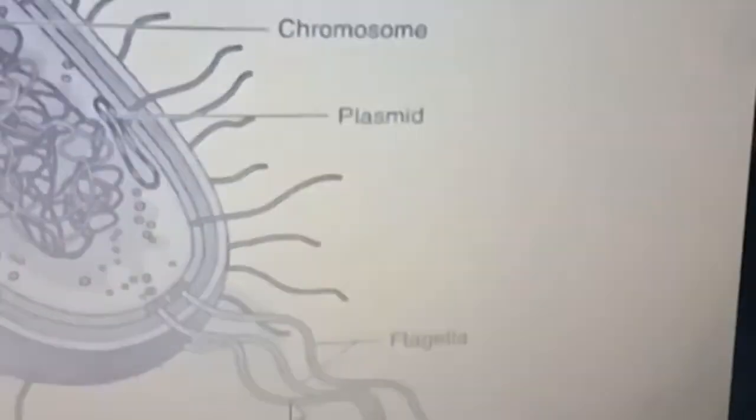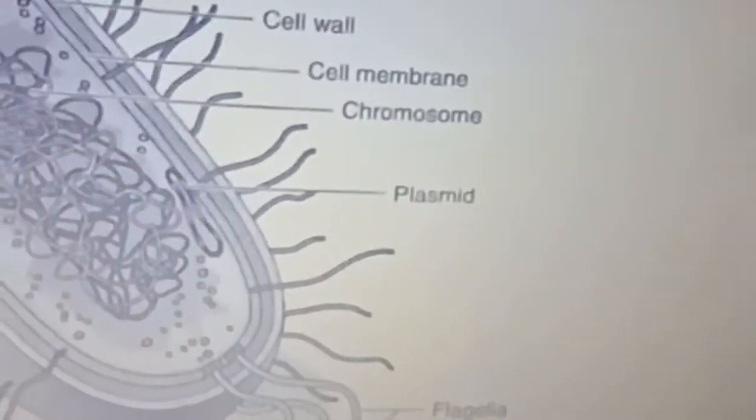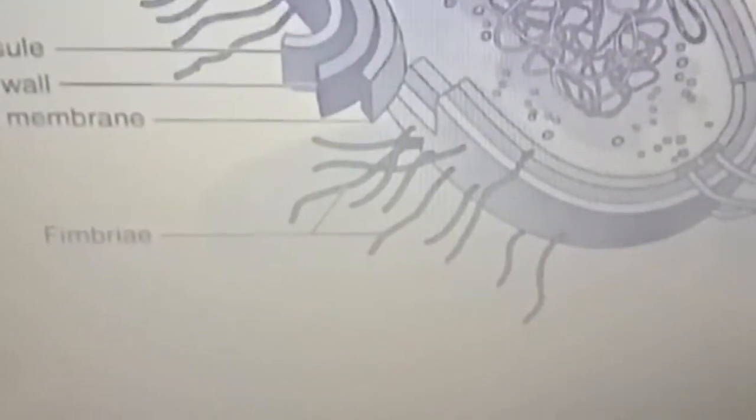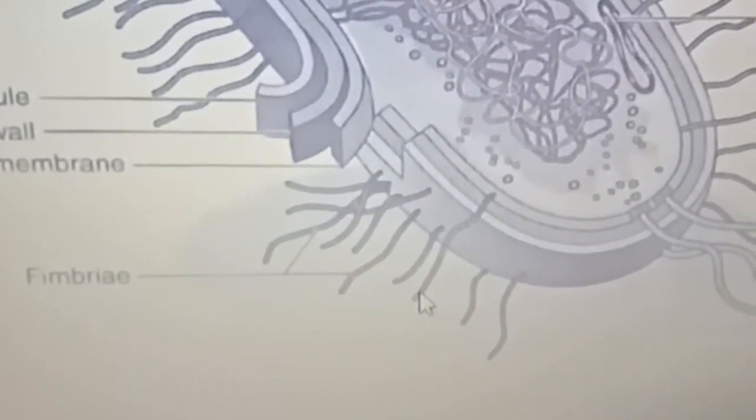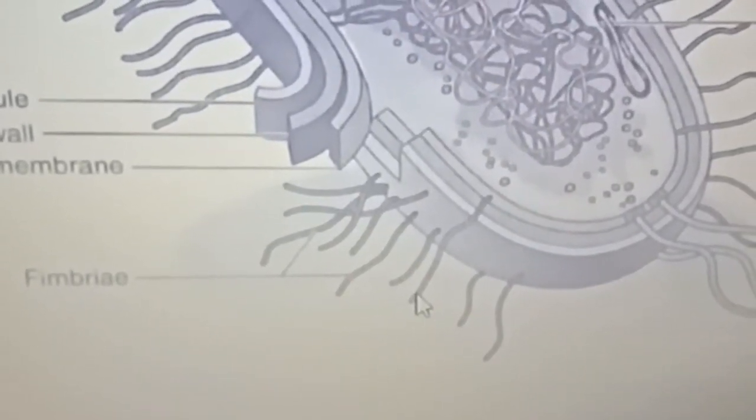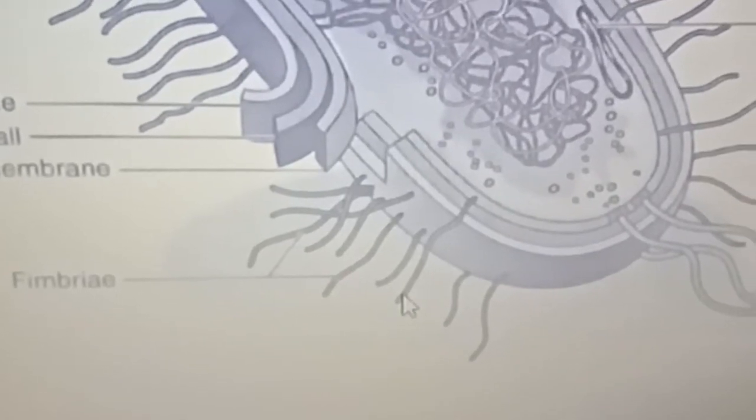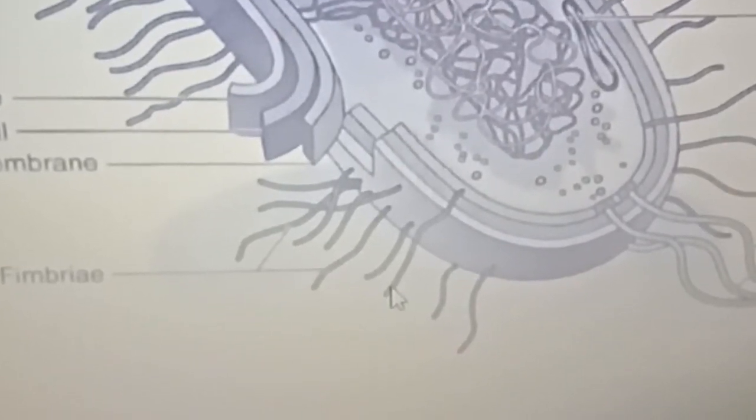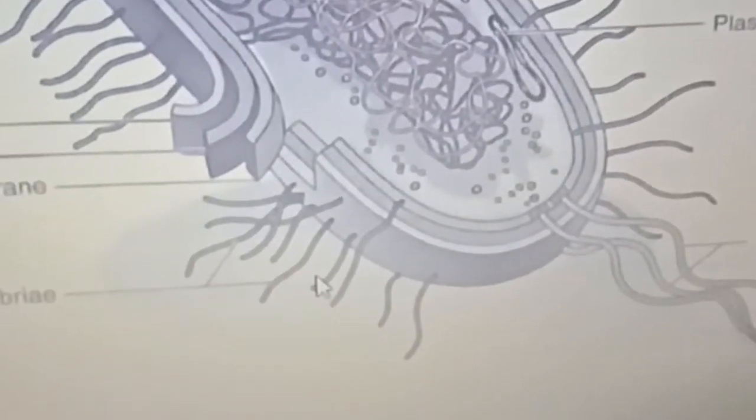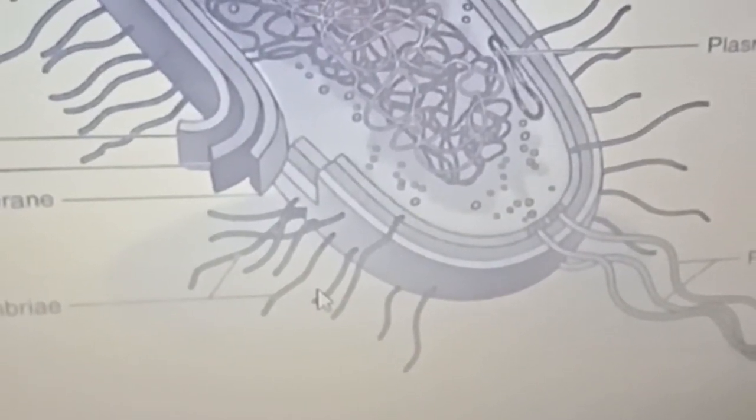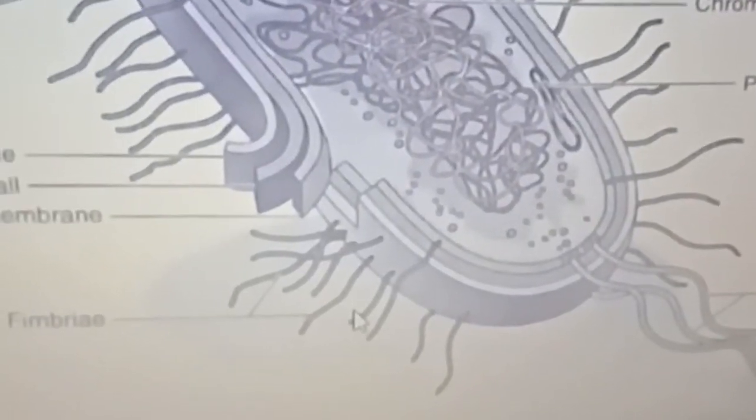Next are the pili and fimbriae. The fimbriae are hair-like structures most often observed in gram-negative bacteria. They are much thinner than flagella, and they enable bacteria to adhere to surfaces.